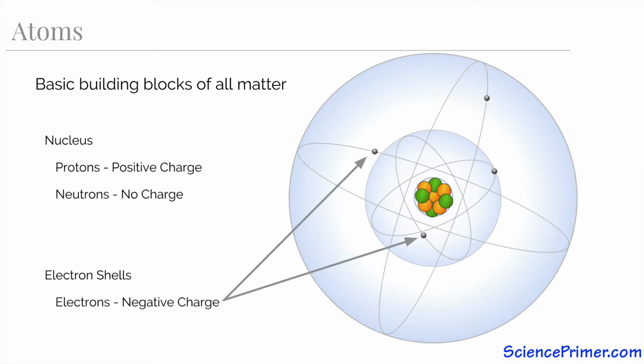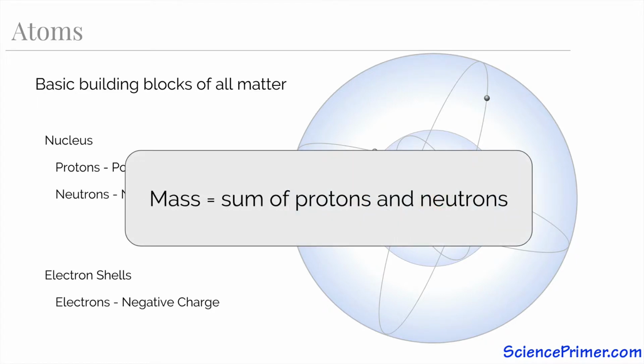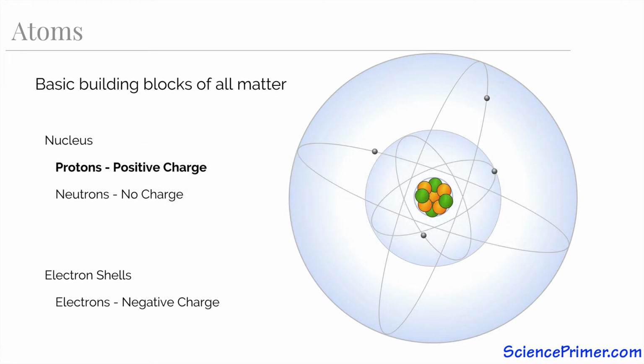Electrons are so small relative to the size of the protons and neutrons that their mass does not contribute to the overall mass of the atom. These three subatomic particles give each atom its properties. Since protons and neutrons have the same mass, the mass of the atom is simply the sum of the mass of the protons and neutrons. The number of protons in the nucleus determines which element an atom is.